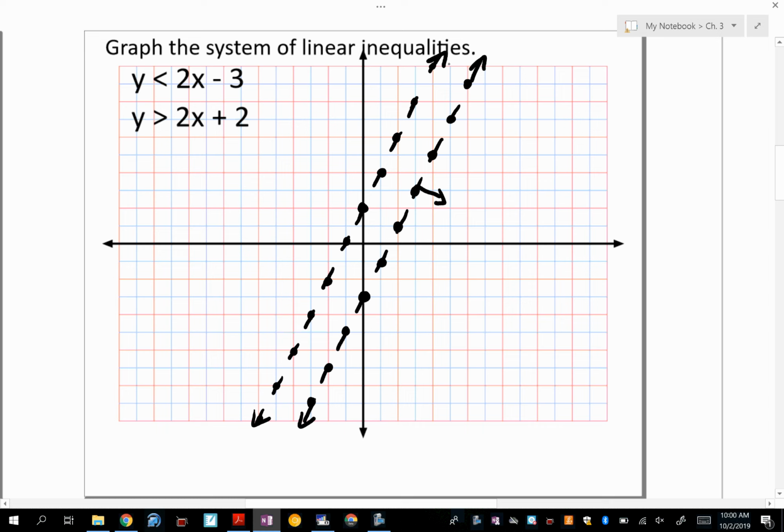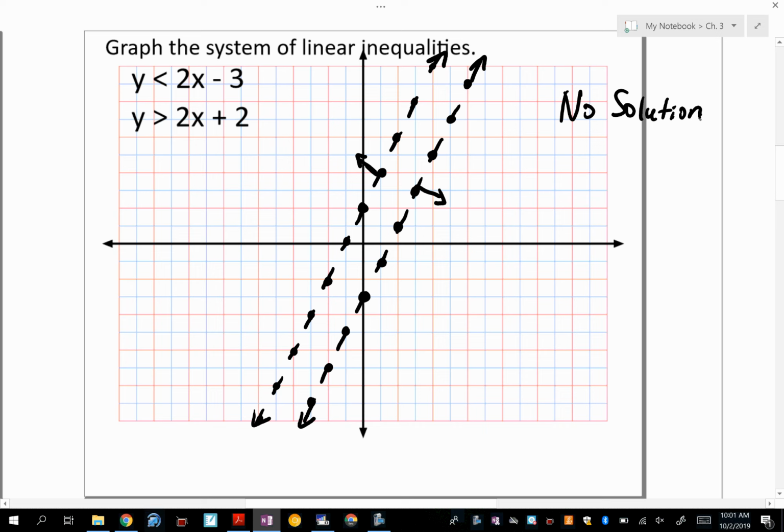Now we know they never touch, but maybe their shaded areas will overlap, and we might actually get a solution for this system. But when you look at that inequality symbol for the second one, it says greater than. And greater than is above the line. So sadly, especially if you're using 2 colors, you'll see, will these shaded areas ever overlap? No, so this one actually does not have a solution.